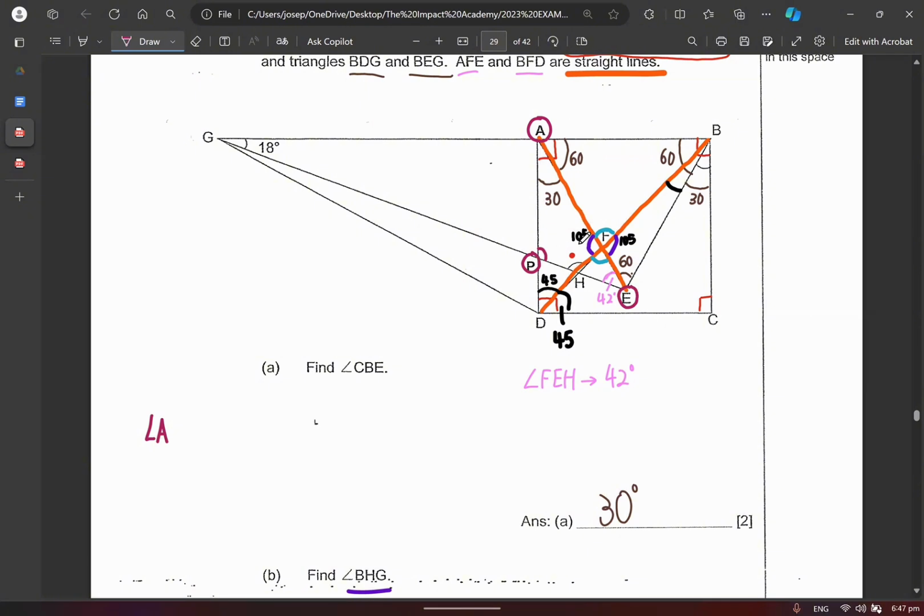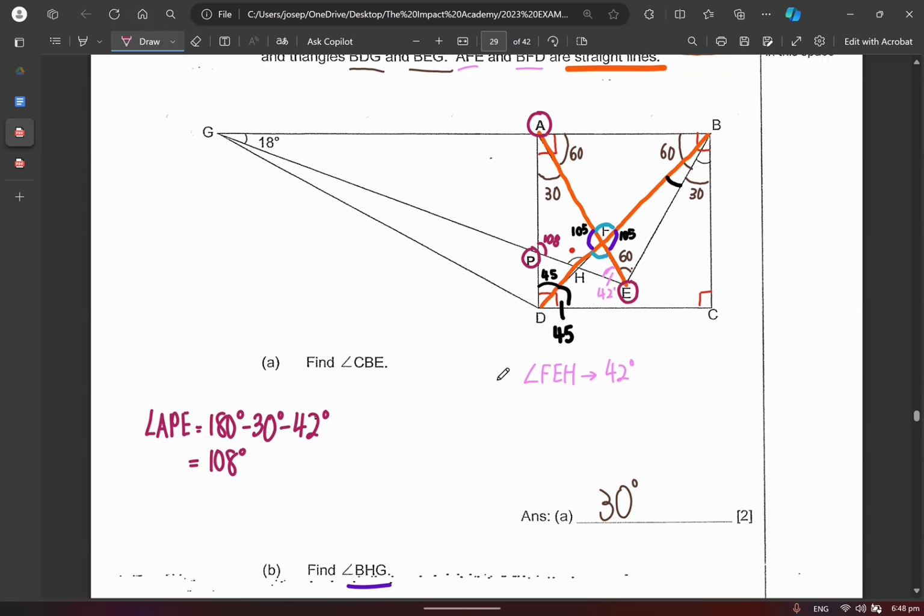Yeah. I can find angle APE, right? 180 minus 30 degrees minus 42 degrees. Am I making sense? Yeah. All right. So when I do that, what happens is that I get to 108 degrees. Make sense? Yeah, and then you can use the quadrilateral. Then we can use the quadrilateral to find my angle, which is just BHG.